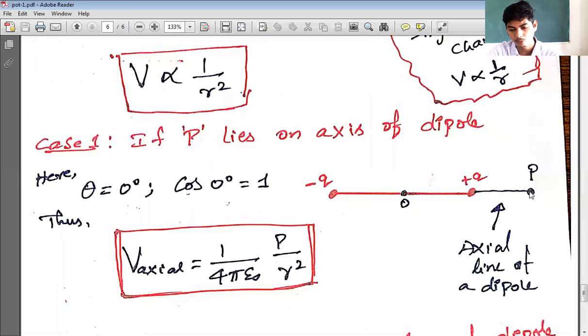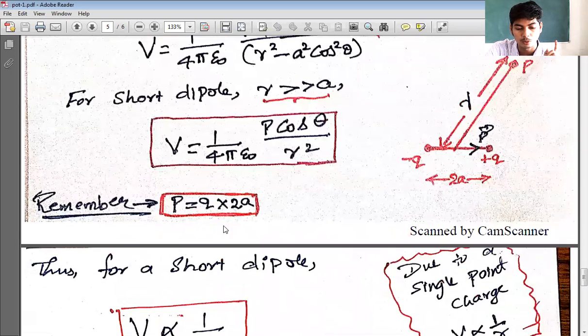Electric potential at a point on the axial line of a dipole is 1 by 4 pi epsilon naught P by R square. Q by R square does not come. For a point charge, Q by R comes, not R square. We are calculating potential due to a dipole, not due to a point charge. 1 by 4 pi epsilon P by R square comes. P represents electric dipole moment. I have told you how to calculate electric dipole moment. You must remember that.